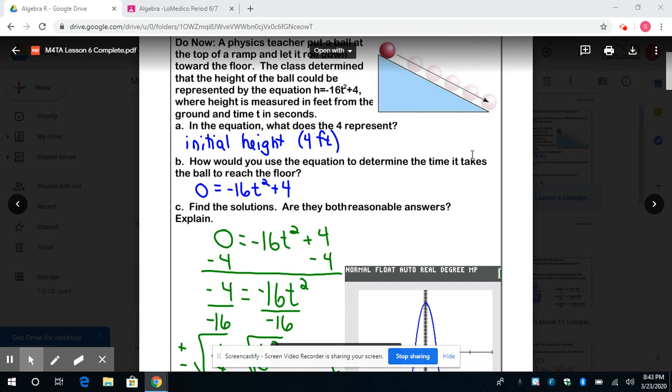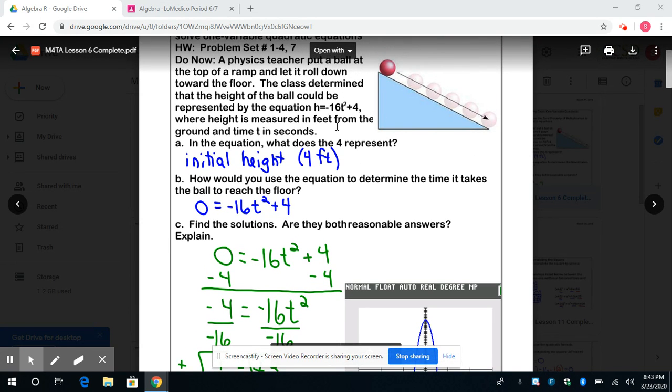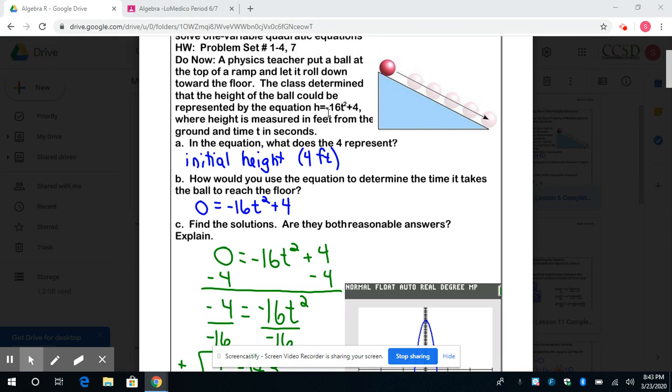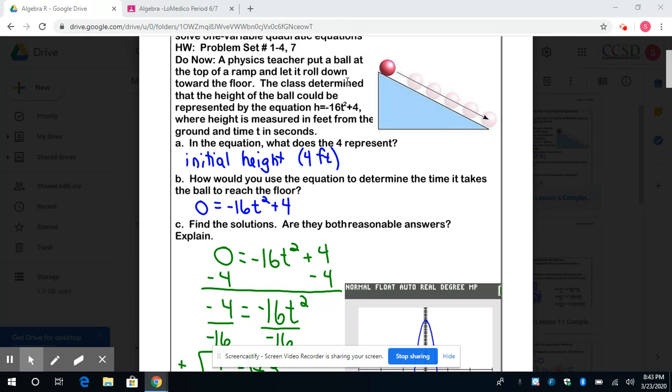So if we were to have our do now, my problem is a physics teacher put a ball at the top of a ramp and let it roll down towards the floor. So right here, the class determined that the height of the ball could be represented by the equation h equals negative 16t squared plus 4, where height is measured in feet from the ground and time in t seconds.